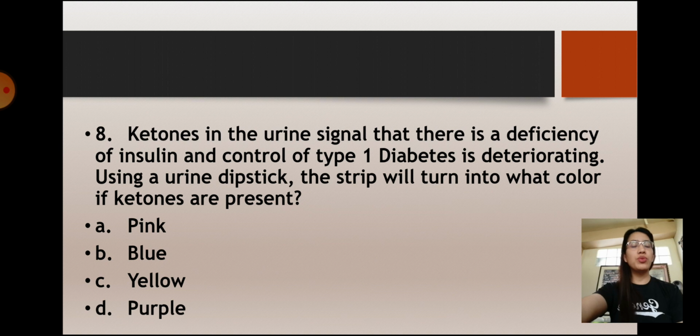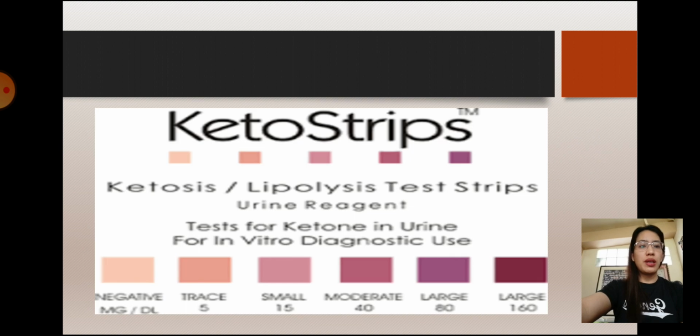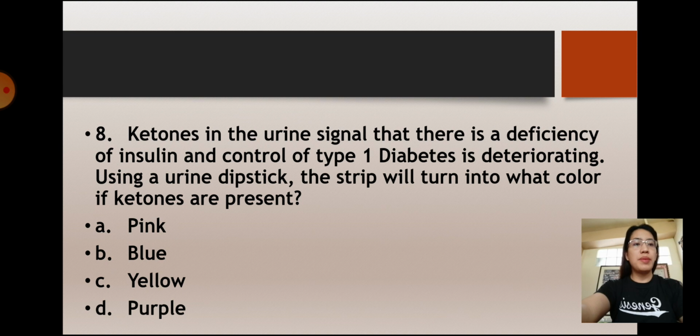Pag nagbago yung kulay, it will signify na meron nang ketone yung patient. So, kung may ketone na siya, it tells us na gumagamit na yung patient ng fat as its energy source. So, eto ang sagot natin. You have to look for purple discoloration. At kapag mas malalim or mas dark yung pagiging purple niya, ibig sabihin mas marami na yung amount of ketone sa kanyang ihi. Okay? So, for that, the best answer is letter D.